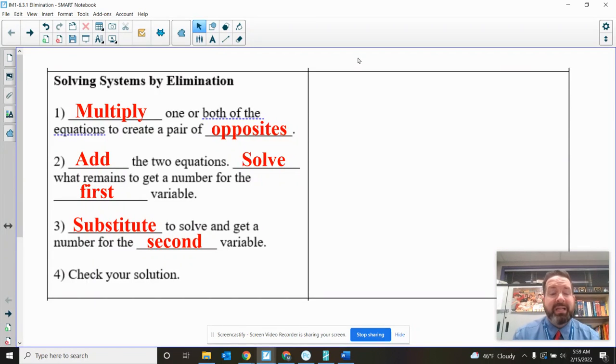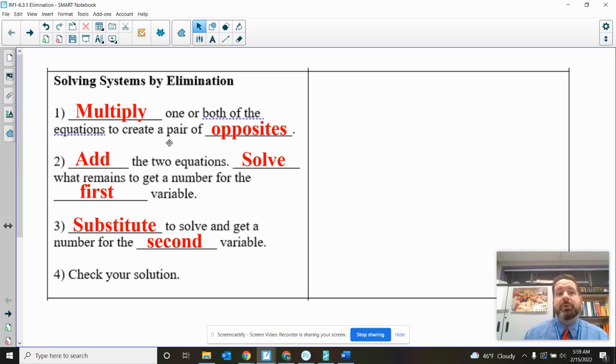The goal today is to look at another method of solving systems of equations called elimination. These are the steps. Create a pair of opposites. By that I mean same number, different sign. So say a positive 4x and a negative 4x. That's a pair of opposites. Or a negative 3y and a positive 3y. That's a pair of opposites.